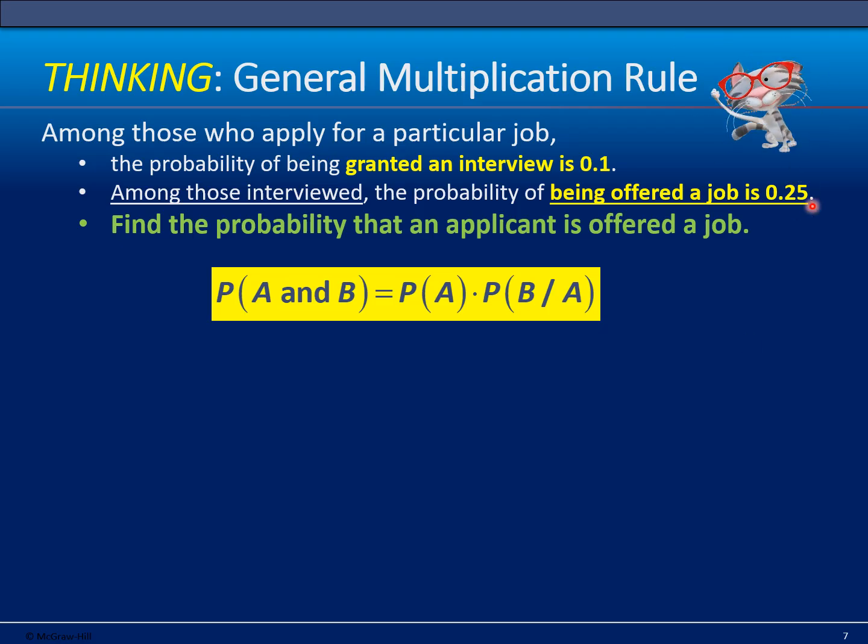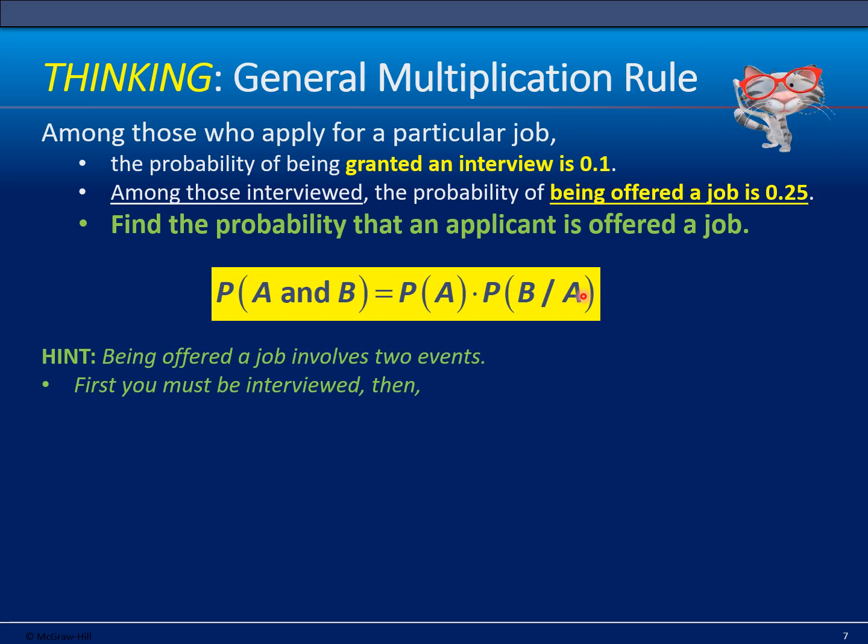Okay, so we're trying to find the probability that an applicant is offered a job. So we're looking for an event that is both of these: someone gets an interview and they get a job. Well, notice this is the probability of getting an interview and getting a job. So this is the probability of getting an interview times the probability of getting the job, given that they got an interview.